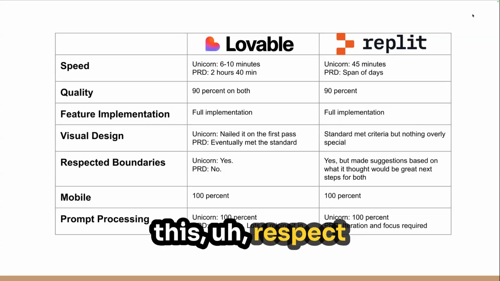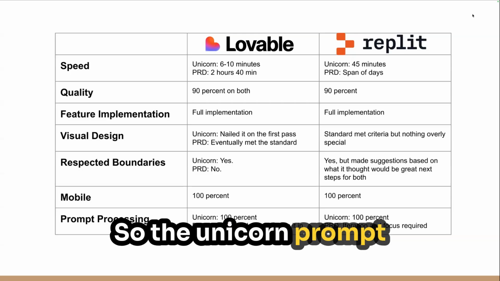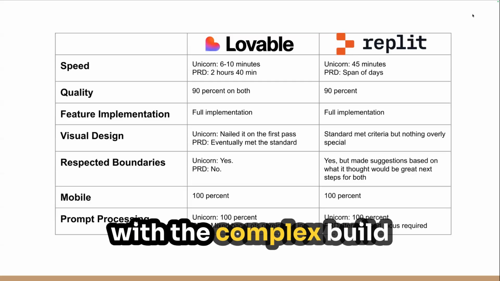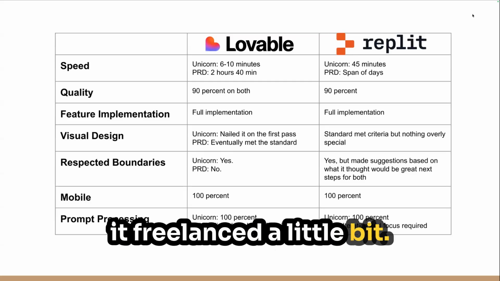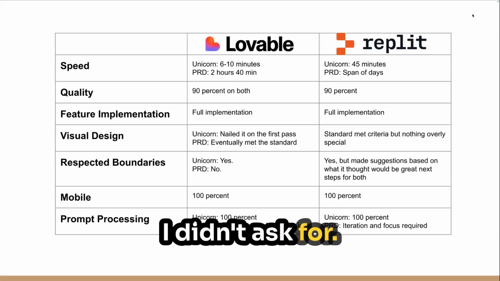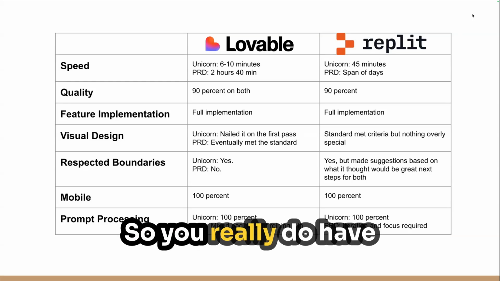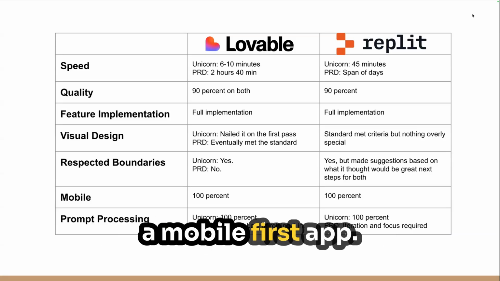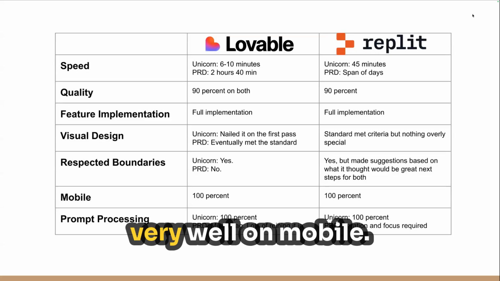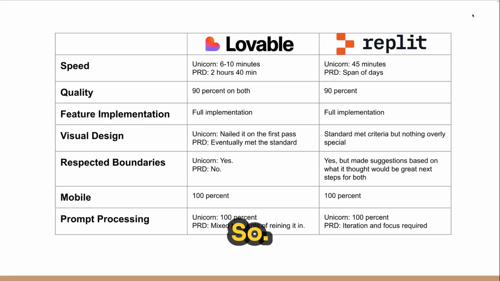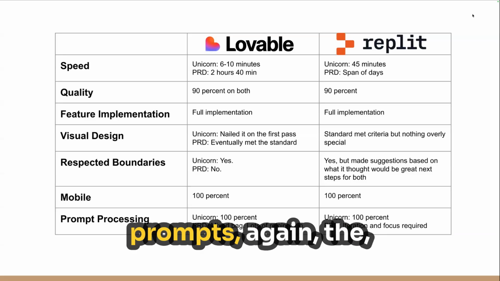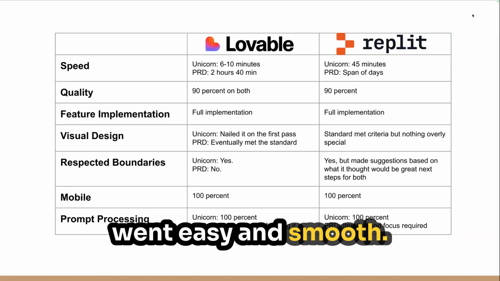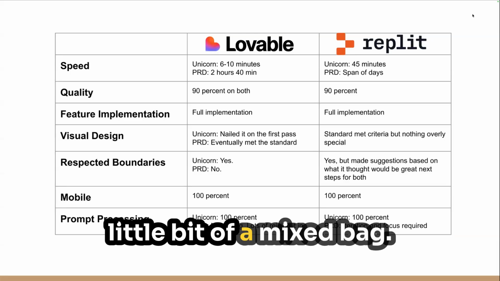As far as respecting boundaries, the unicorn prompt was easy, and Lovable did respect the boundaries. With the complex build, it freelanced a little bit. It suggested things I didn't ask for. So it still has trouble with that. You really do have to rein that in and be very specific with it. It did very well at creating a mobile first app. It renders very well on mobile, works well on mobile. As far as processing prompts, again, the unicorn prompt went easy and smooth. The complex build, a little bit of a mixed bag.